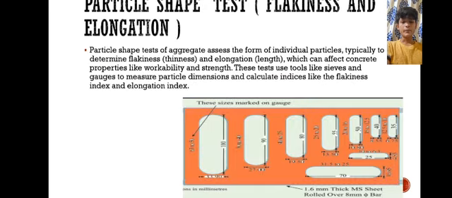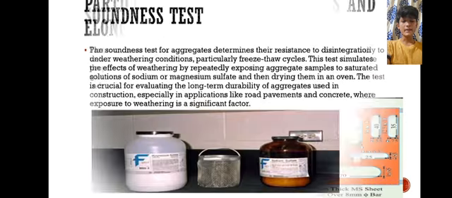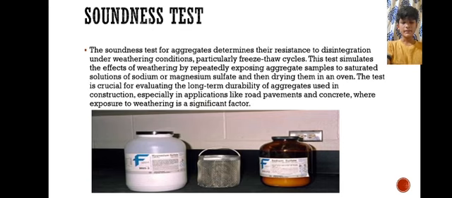Next test is the particle shape test. The particle shape test of aggregate examines the form of individual particles to determine flakiness and elongation, which can affect concrete properties like workability and strength. This test uses a sieve and gauge to measure particle dimensions and calculate the flakiness index and elongation index. And the next test is the soundness test.